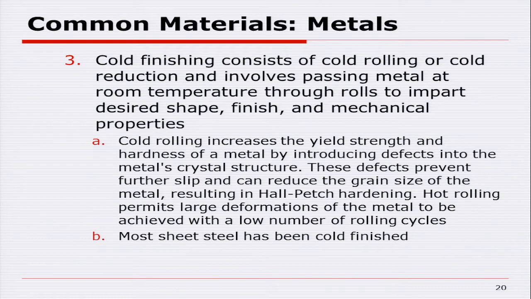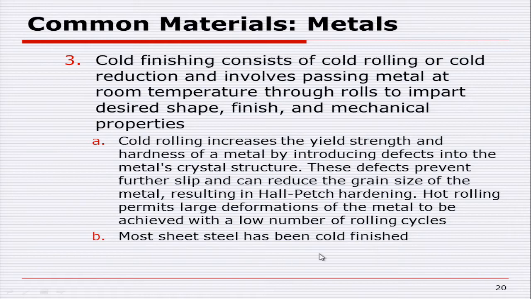We have cold finishing, which basically involves rolling these members again between rolls and trying to change their shape while they're cold, not while they're hot. So with hot rolling, the billet is hot and it's easier to deform it. When you cold roll, as it says here, you're introducing defects into that crystalline structure, and that can actually increase its strength.